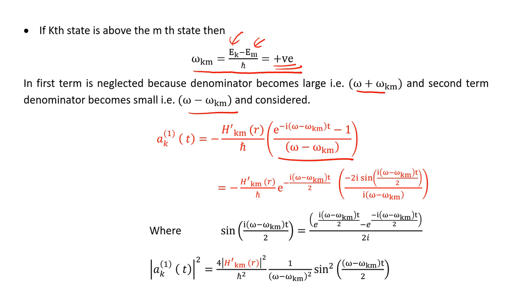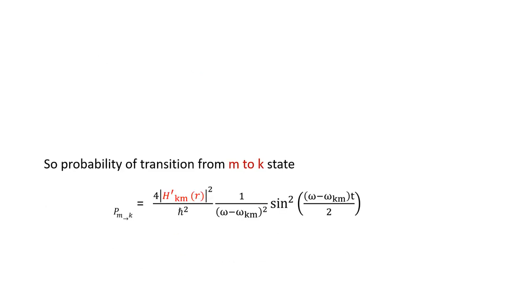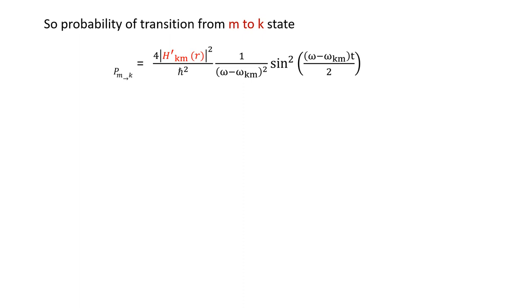Now taking e to the power minus i (omega minus omega km) t by 2 outside of the bracket and converting in sine and cos, you will get this term, where sine i (omega minus omega km) t by 2 is equal to this. Now taking their mod square, so you will get this type of expression. Thus the probability of transition from mth to kth state is given by this.